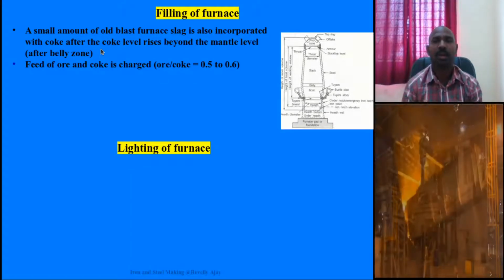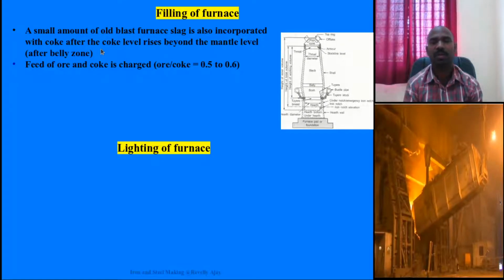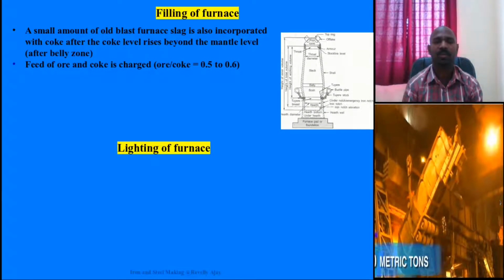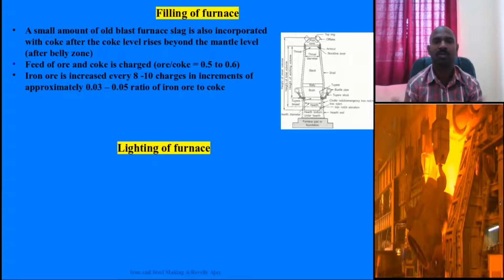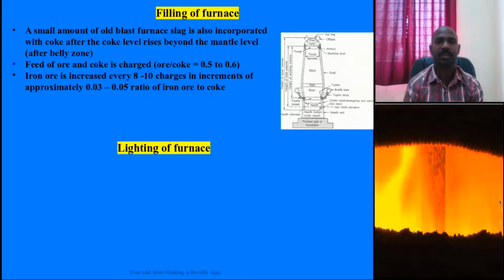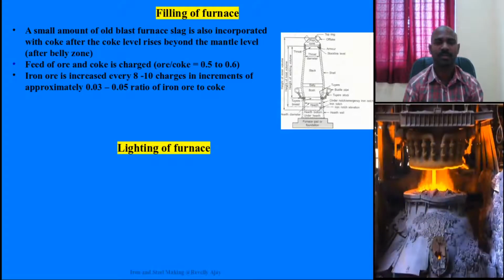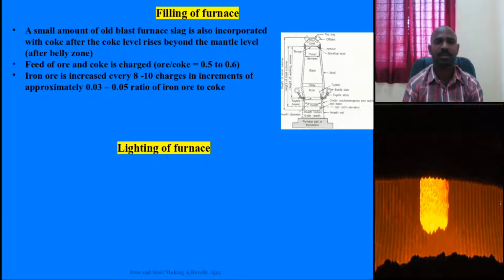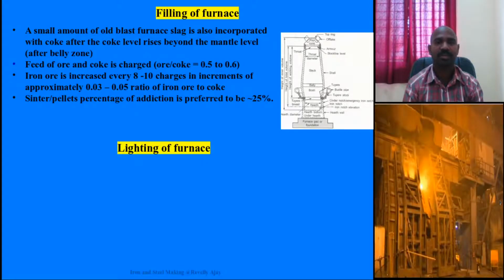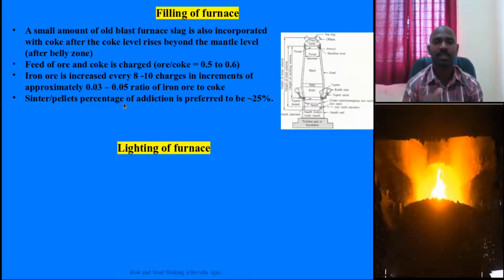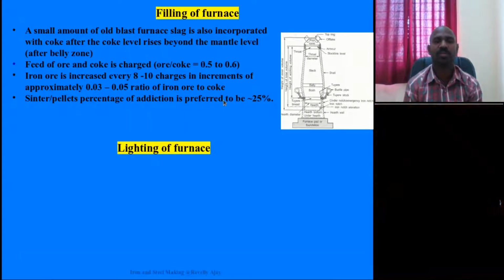And another thing, feed iron ore and coke alternately, maintaining a ratio of 0.5 to 0.6 by weight. Approximately after 8 to 10 charge skip buckets you feed from the top, the iron ore is increased. Increment the ratio by 0.03 to 0.05 of iron ore. And in modern furnaces, sinters and pellets are additionally added, and that percentage is preferred.